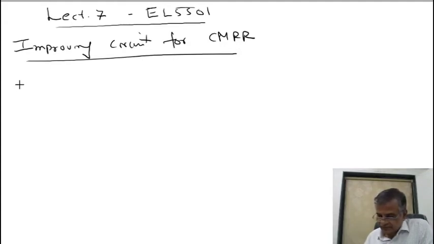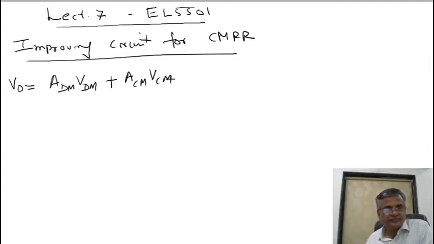Let us start. In the last few lectures we have been discussing this, and also we have seen in the last semester the equation of the output voltage for a differential amplifier, which is given by ADM VDM plus ACM VCM. This is your differential gain, this is your differential voltage, this is your common mode gain, this is your common mode signal.